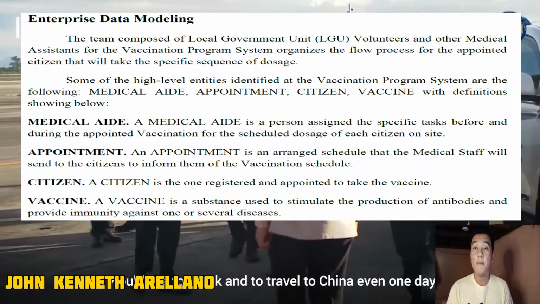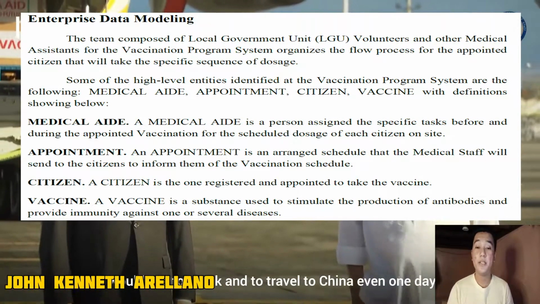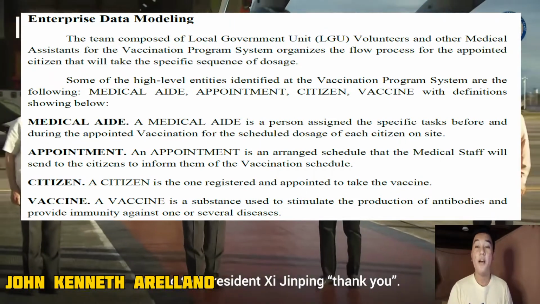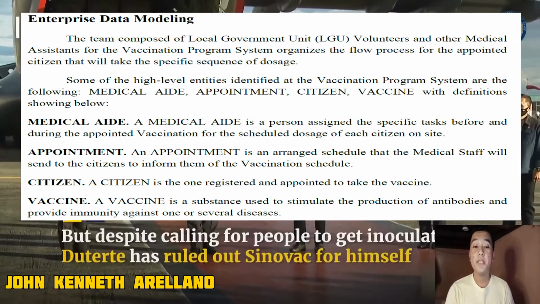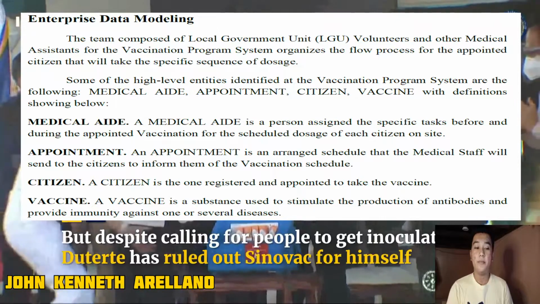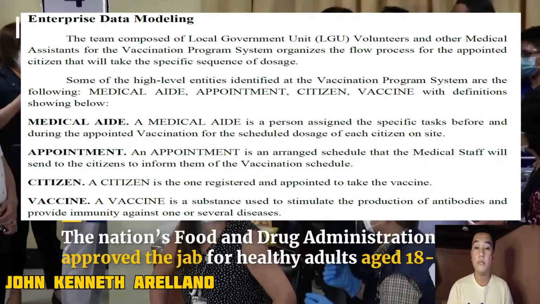Vaccine. A vaccine is a substance used to stimulate the production of antibodies and provide immunity against one or several diseases. Okay, now, knowing all the definitions and entities reveal their interconnection and their part in the vaccination process of our system, let's now move to the business rules.